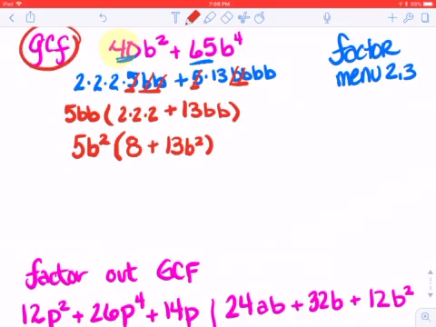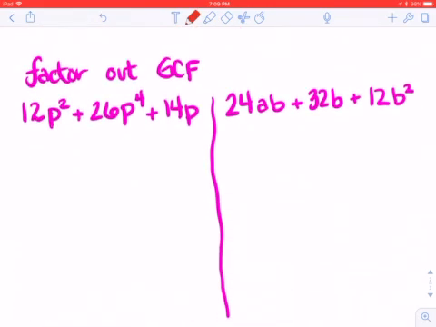Now if they ask you for the GCF, that greatest common factor is just this piece. Okay, now that question's different than to factor out your GCF. So on this GCF, we're going to do the same thing. We're going to take each of these numbers and we're going to factor them using menu 2, 3 in our calculator. So 12 becomes 2 2's and a 3, and this p squared becomes 2 p's.